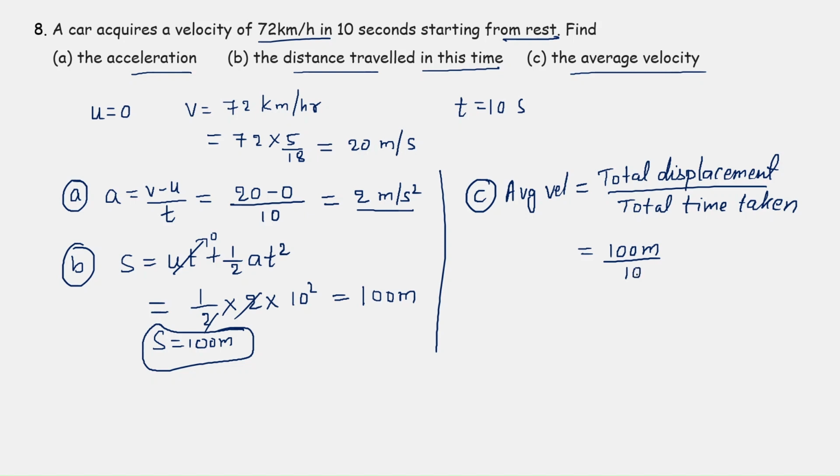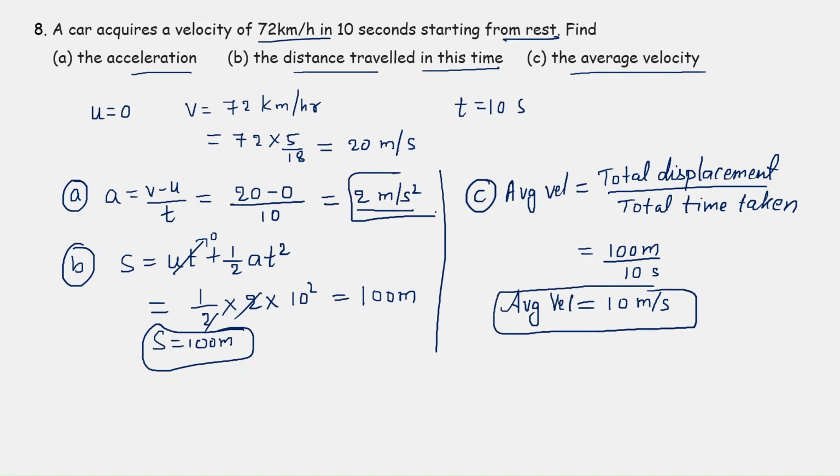So 100 by 10, I think it's the easiest one. So average velocity is 10 meter per second. So this will be the average velocity. So this is how you will find out the acceleration and the displacement and average velocity. Okay, hope you have understood. So let's go to the next question.